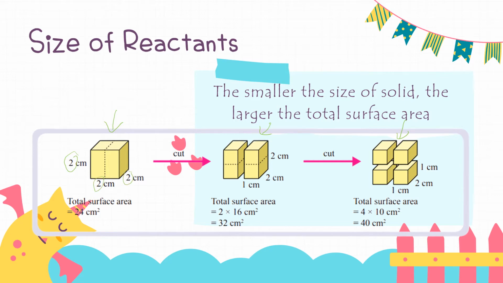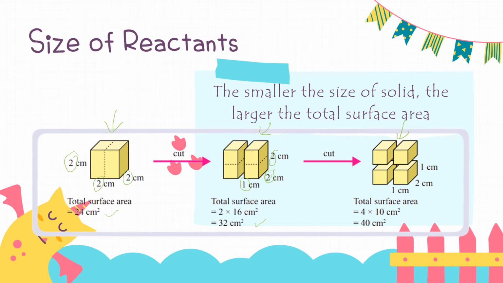the length, the width, the height. Okay, so the total surface area is 24 centimeter squared. Okay, so if we compare, if we crush this cube into a smaller size like this one, the width is 1, the length is 1, the length is 2, the height is 2, which is smaller than the first one. So the total surface area is 32 centimeters squared.